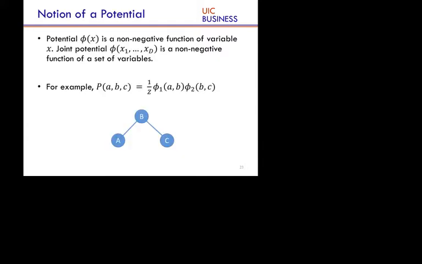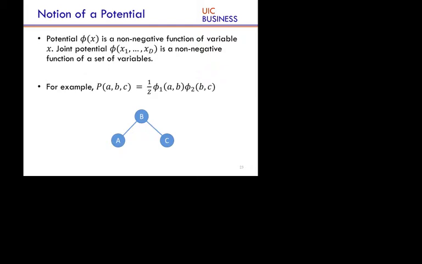So what is the notion of a potential? This psi function of a single variable or multiple variables is just a non-negative function. Okay, and this is what we saw. So psi of ABC was this, and the graph that I'm going to draw for ABC, since there are 2 such functions, I'm going to draw 2 edges.